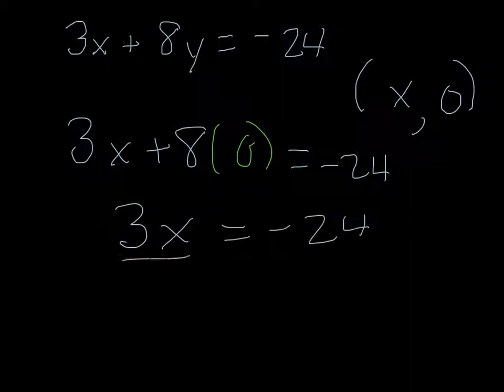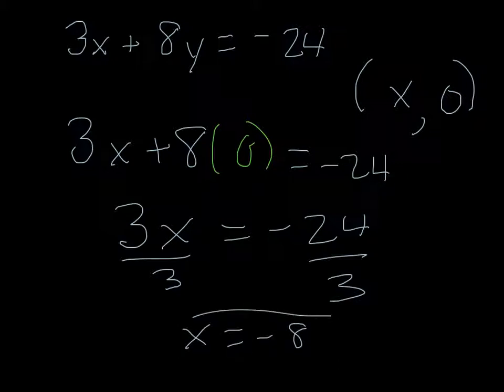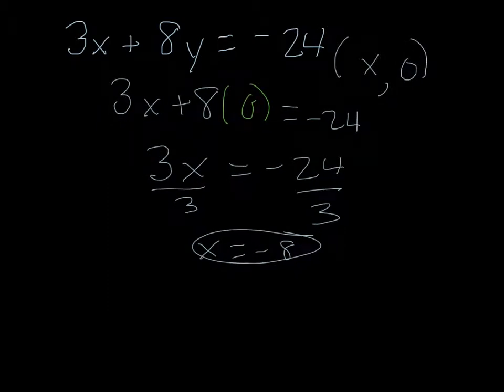Well, 8 times 0 is going to disappear, leaving us with only 3x equaling negative 24. And therefore, we divide both sides by 3, like a single step equation, and we're left with x equals negative 8. So that's the x-coordinate of our x-intercept. So therefore, we could write our final x-intercept as the point negative 8, 0.